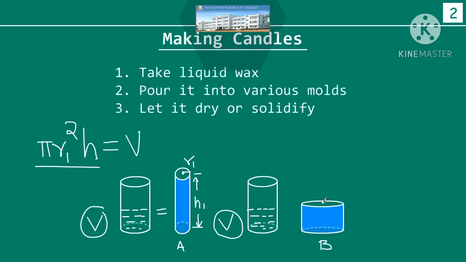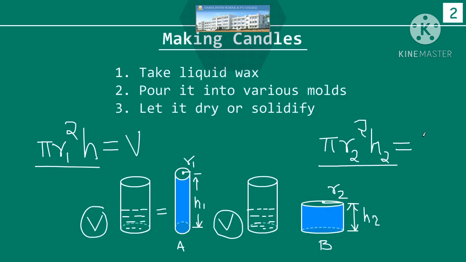So let's say this radius is R2 and this height is H2. Then in this case the volume of this cylinder, which gives us how much liquid wax is in this, is given by pi R2 square times H2. Now this volume of the solid absolutely must be equal to the volume of the liquid wax that actually made this solid. So these two volumes must be equal.